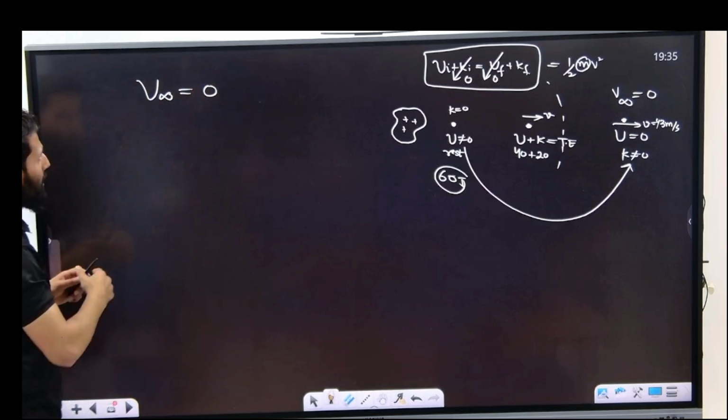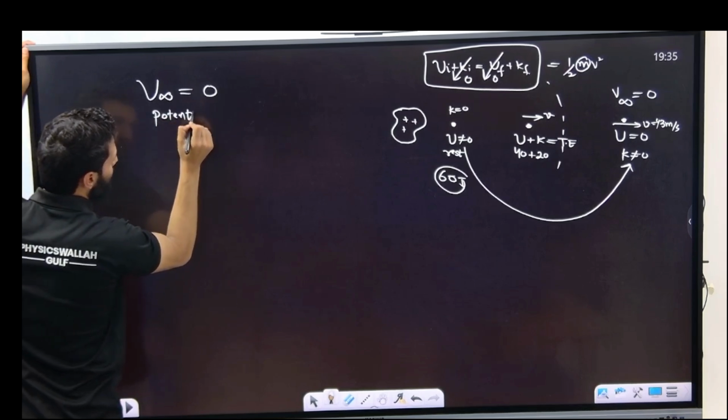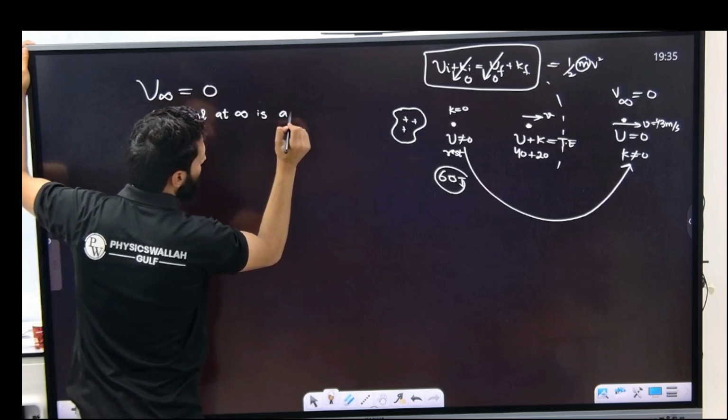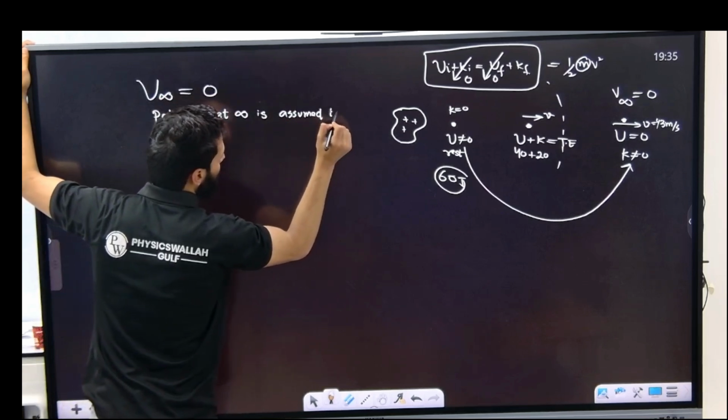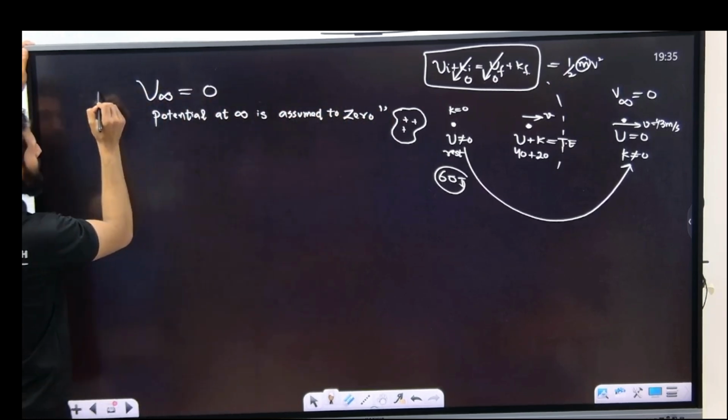If you want to write this also, now write these points also. Potential at infinity is assumed to be the reference, then 0. Okay? Is it clear? Yes or no? So this is the first point.